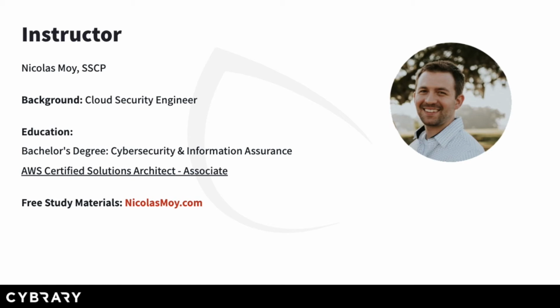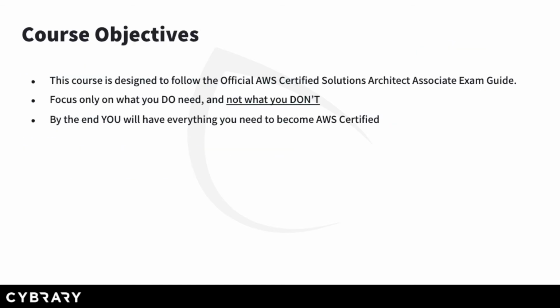The course objectives are going to be designed to help you follow the official AWS Certified Solutions Architect Associate Exam Guide, which is on AWS's website. We're only going to be focusing on the things you do need to know, which is what we just talked about, and we're going to cut out the stuff you don't. And by the end of this course, you'll have everything you need to know in order to become AWS certified.